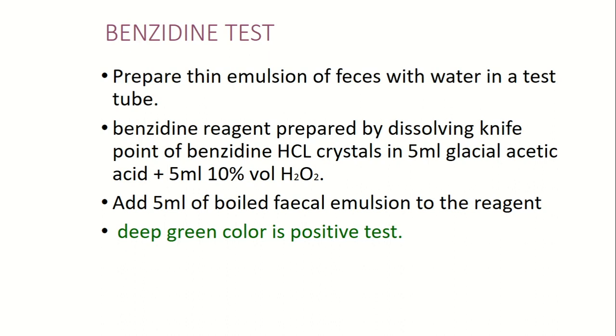Again, as we discussed earlier, prepare the emulsion of feces with water in a test tube. Mix benzidine with glacial acetic acid and H2O2, that is hydrogen peroxide. Now add 5 ml of boiled fecal emulsion to this reagent and wait for a deep green color to develop. If this green color develops, it suggests occult blood is present in the stool.